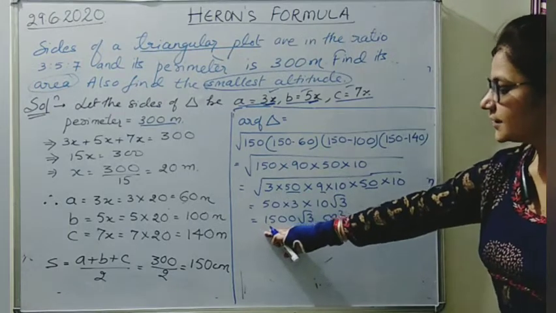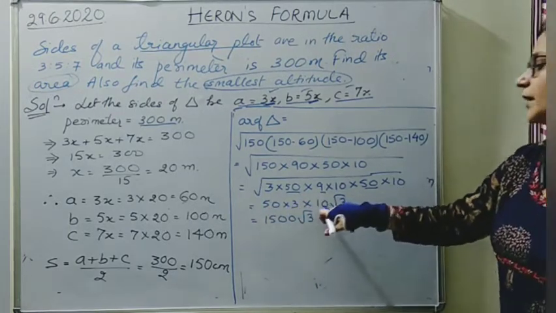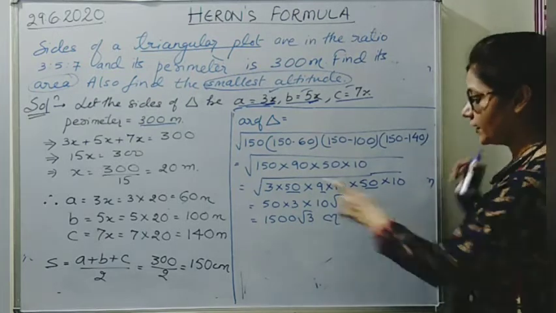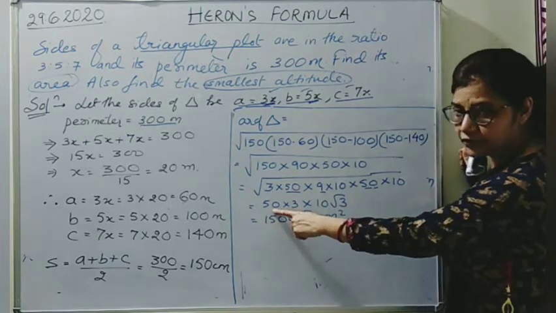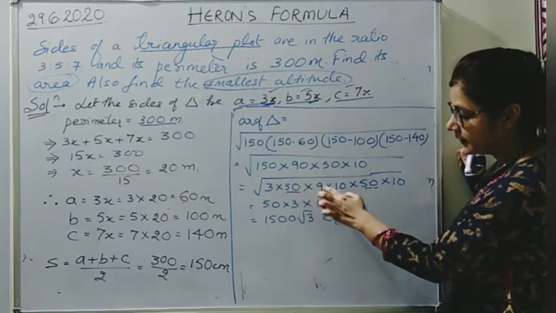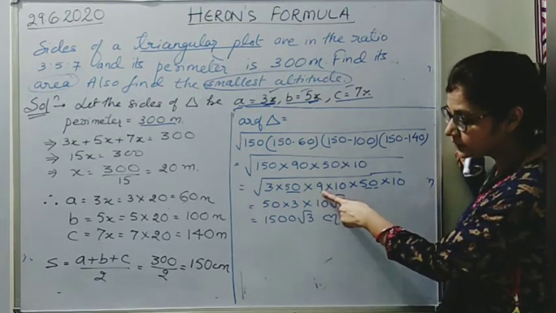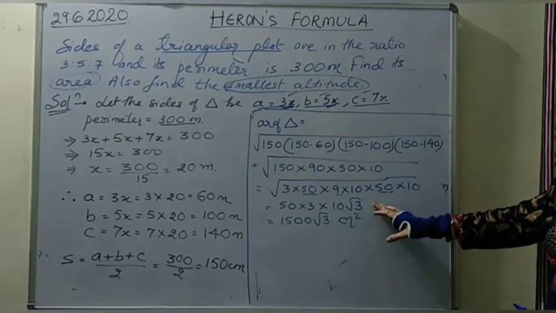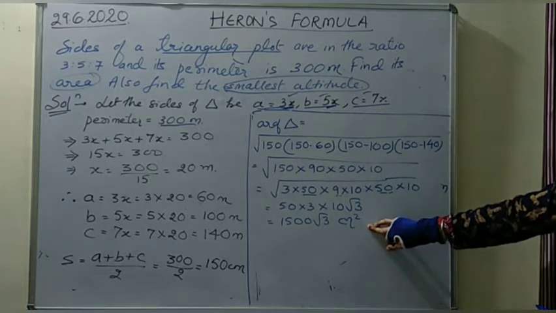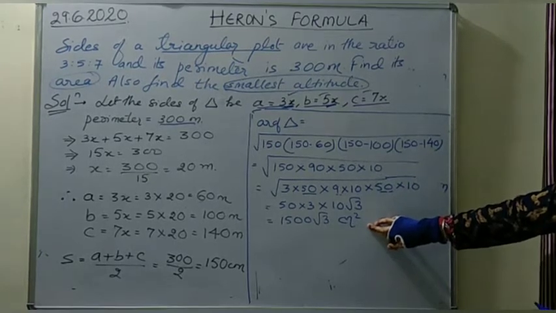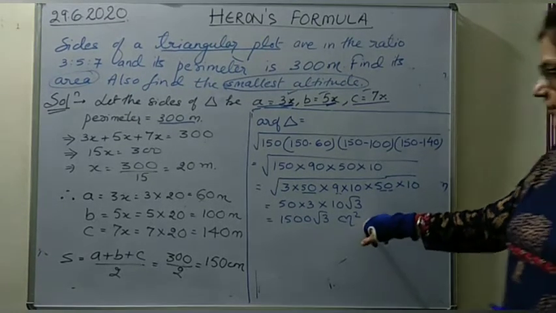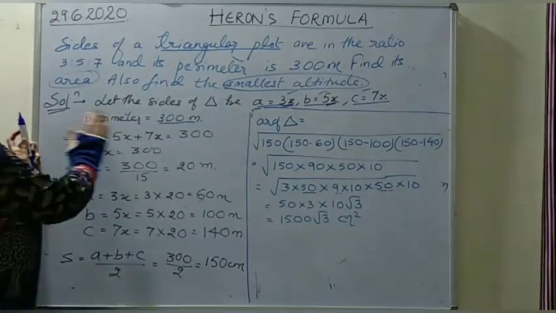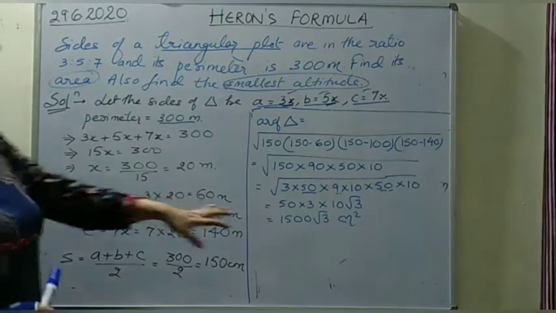What is our final answer? 50 into 3 into 10 under root 3. So where did this under root 3 come from? 50, 50, 150 will come out from the root. Then 9 is the square of 3. So from this 9, this 3 will come. So the area of the triangle is 1500 root 3 meter square. So this is our first answer.